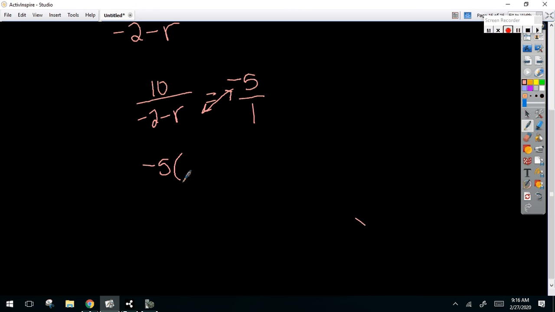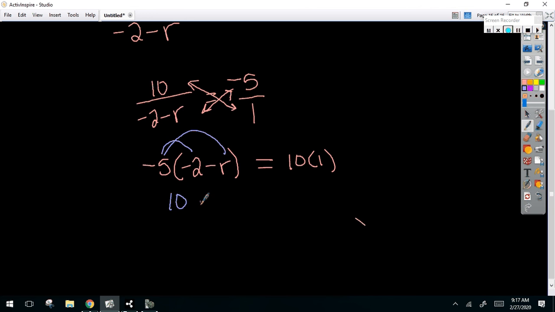So -5 times -2 minus r equals 10 times 1. Now this is something you can solve, right? This is the hardest part about slope in this section. But you got a few that pop up on your homework, so I want to make sure I went over one. What's -5 times -2? Positive 10. What's -5 times -r? Positive 5r.